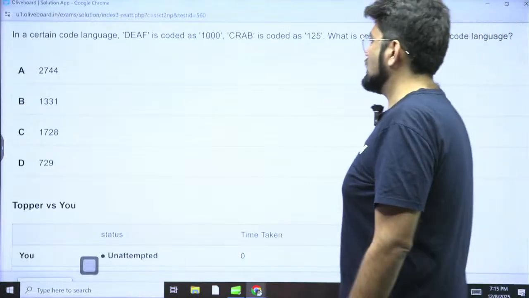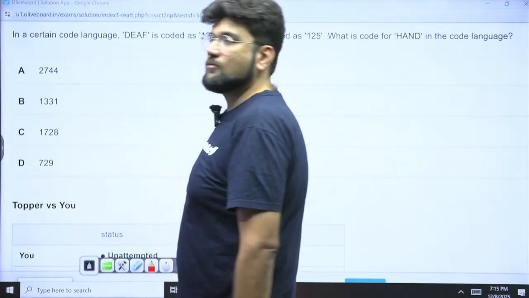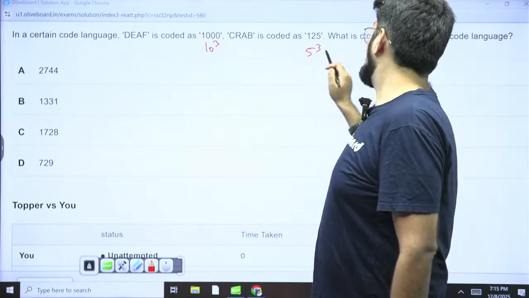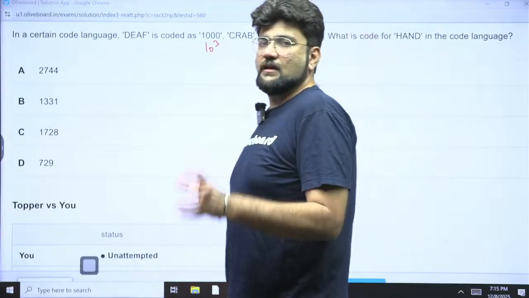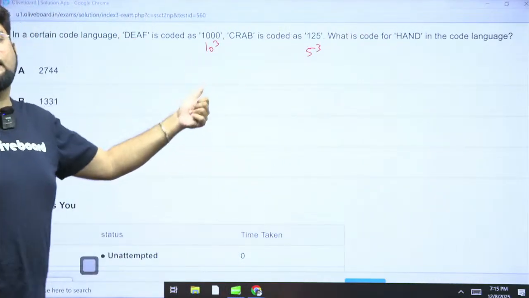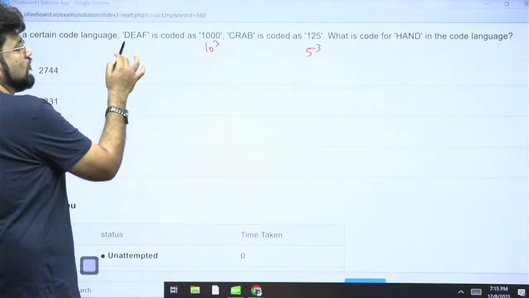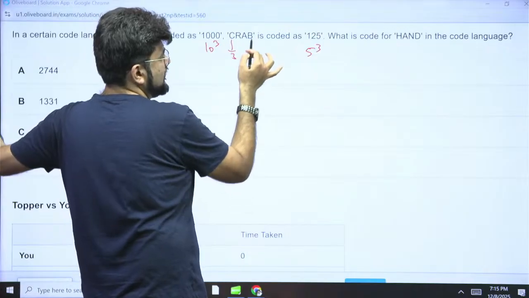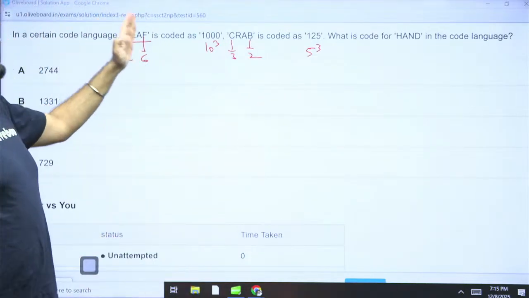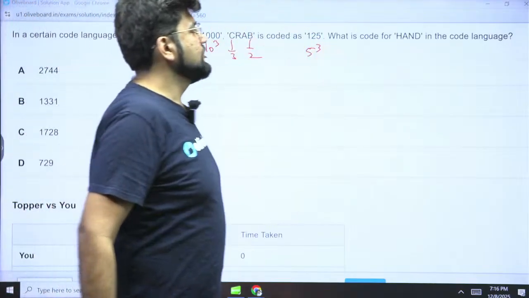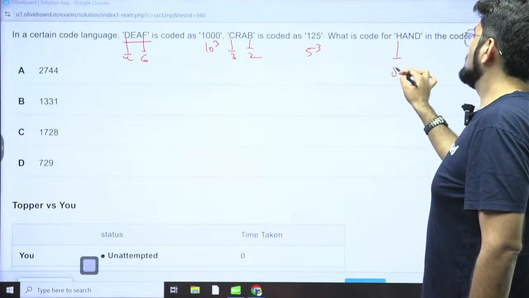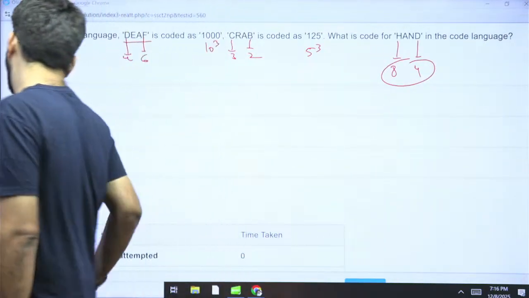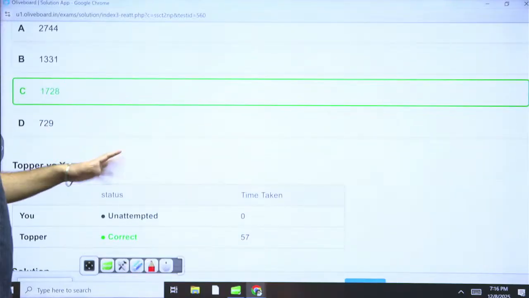Def is 1000, crab is 125. The moment you see this, immediately, instantly what comes to your mind? Cubes. Perfect cubes. This is 10 cube. This is 5 cube. Now I am sure a lot of you have already come across these questions where only some letters of the word are picked up. It has commonly been done. If you observe, how can I get 10 from this? Instantly I look at 4 and 6. Then I confirm, how can I get 5? Instantly I look at 3 and 2. So we are done now. First letter plus last letter, cube. First letter plus last letter, cube. So what will happen for hand now? First letter plus last letter, 8 plus 4 cube, that is 12 cube, 1728. Option C is the correct answer. Cool. 57 seconds.